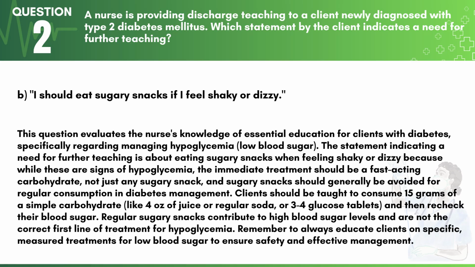Clients should be taught to consume 15 grams of a simple carbohydrate, like 4 ounces of juice or regular soda, or 3 to 4 glucose tablets, and then recheck their blood sugar. Regular sugary snacks contribute to high blood sugar levels and are not the correct first line of treatment for hypoglycemia. Remember to always educate clients on specific, measured treatments for low blood sugar to ensure safety and effective management.